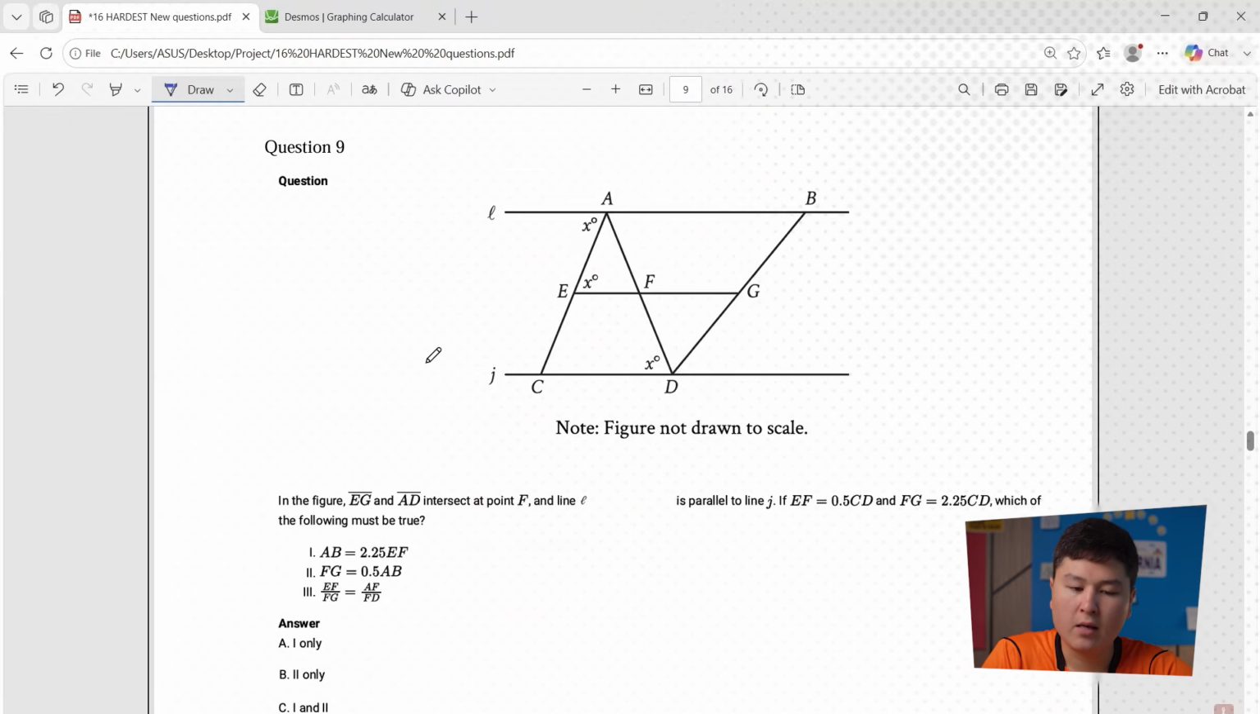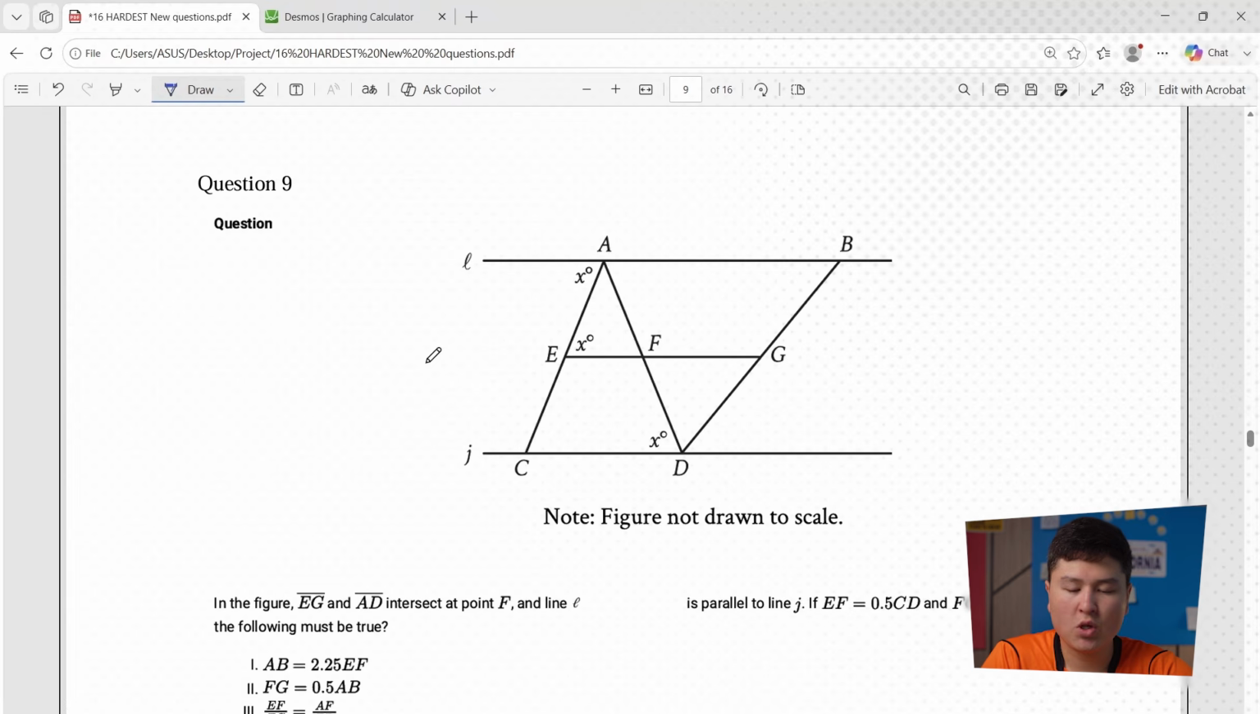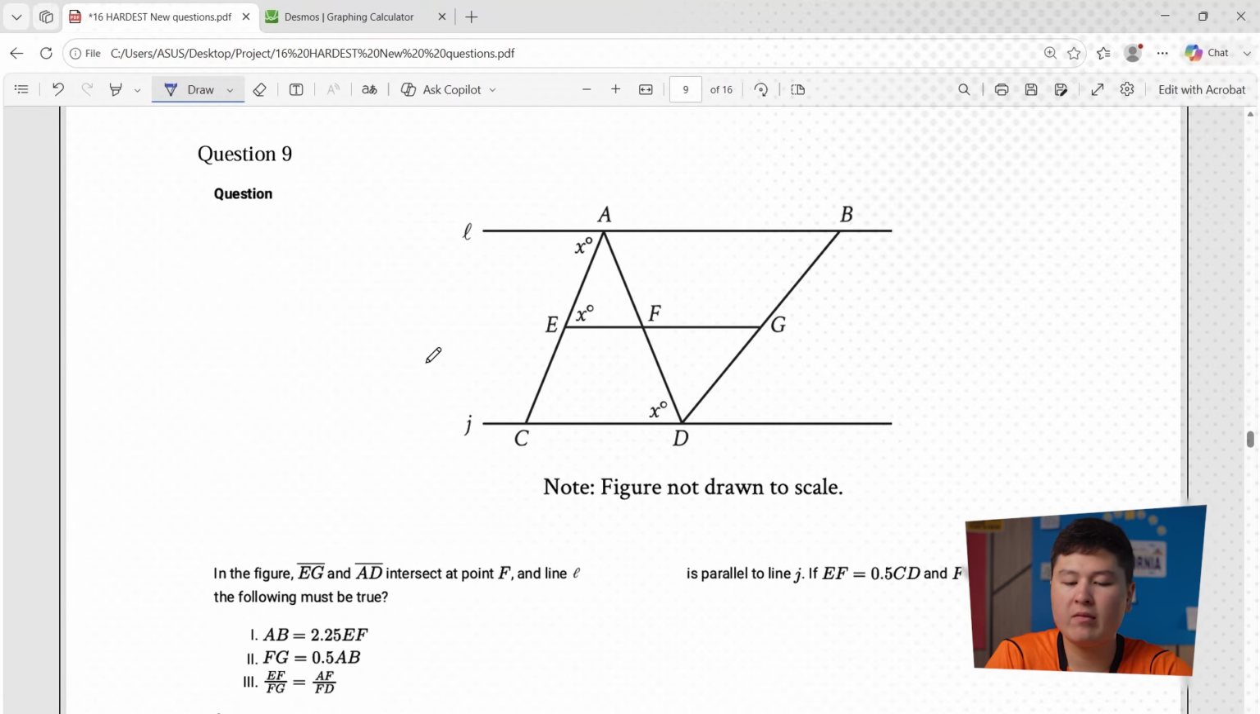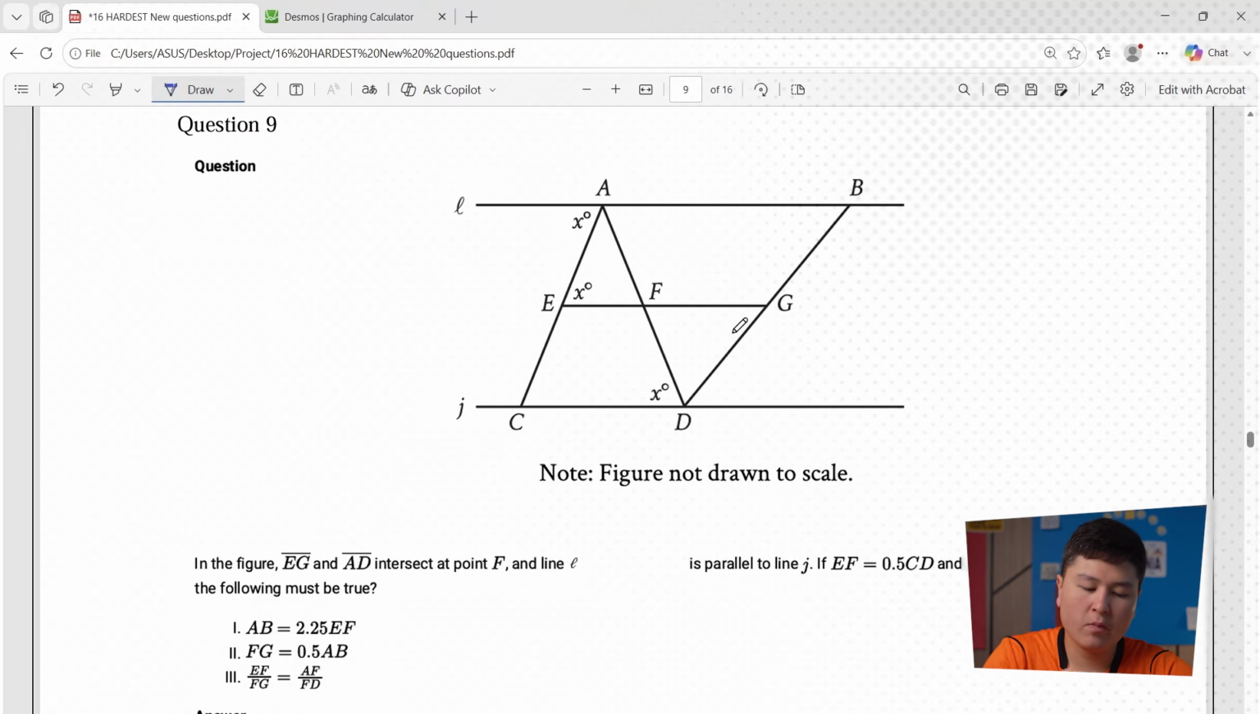And question 9, that's something very new. I haven't seen that graph before. So in the figure, EG and AD intersect at point F, line L is parallel to line J, EF is equal to 0.5 CD, FG is 2.5 CD. Which of the following must be true?